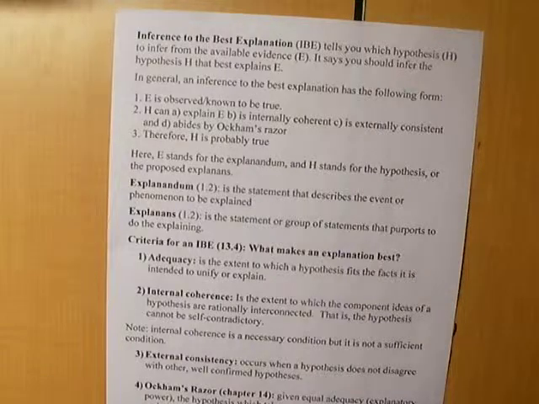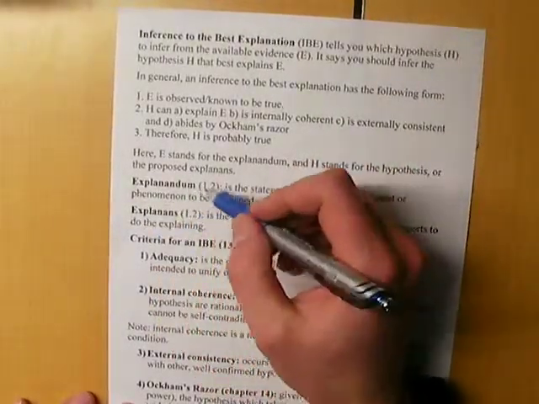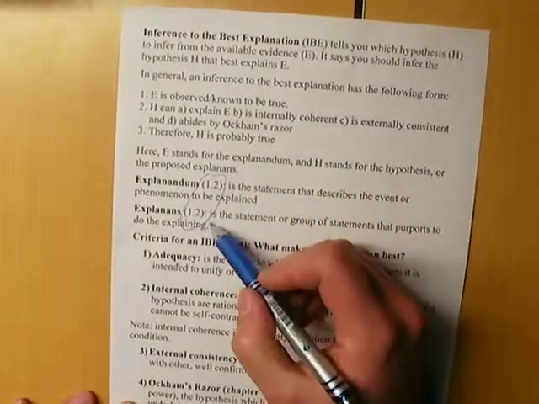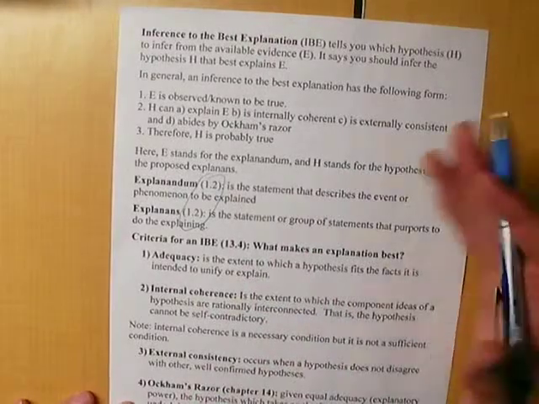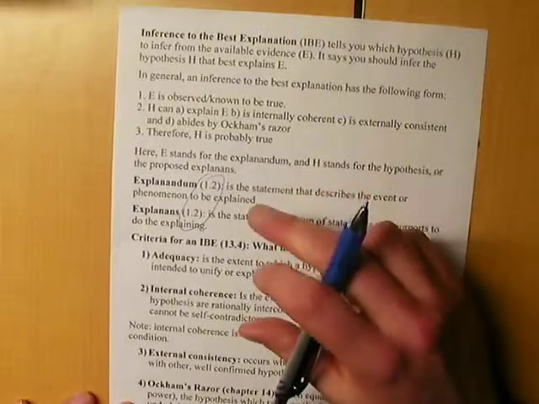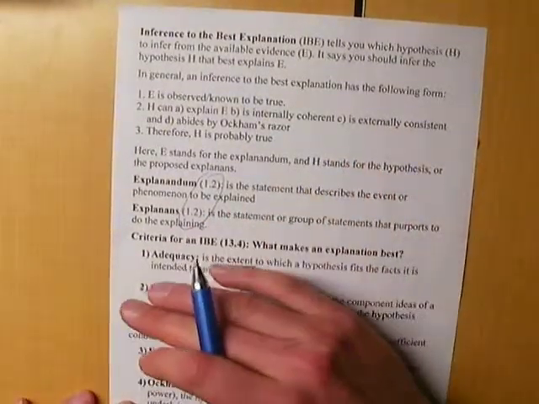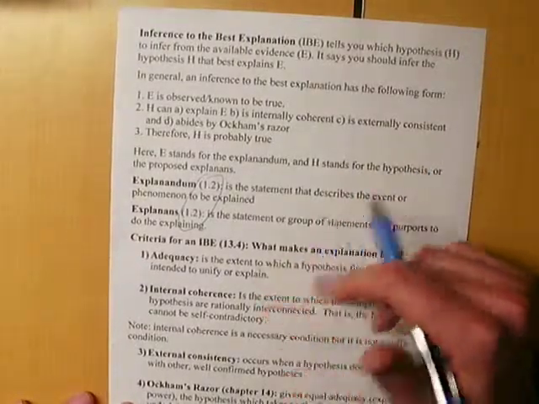An IBE tells you which hypothesis H to infer from the available evidence. It says simply that you should infer the hypothesis that best explains E. And E is the explanandum. And here, notice I'm tying in some vocab from Chapter 1, Section 2. I know it's been a while here. But what should be clear at this point in the quarter is that even though we've taken these chapters in isolation, here's chapter 1, here's chapter 13, it's going to all start to tie together.